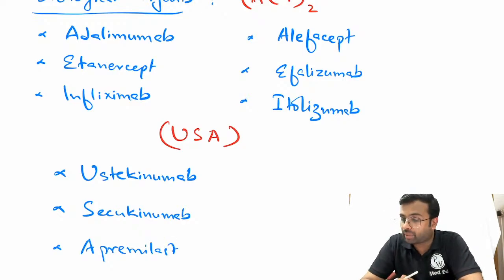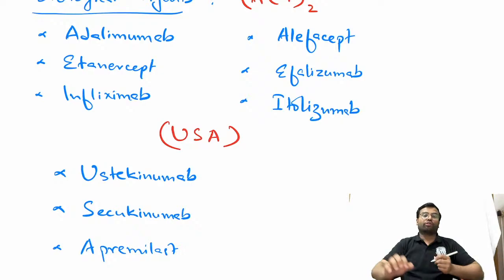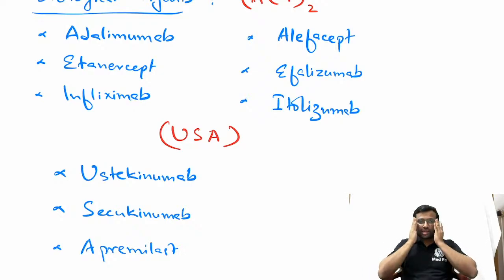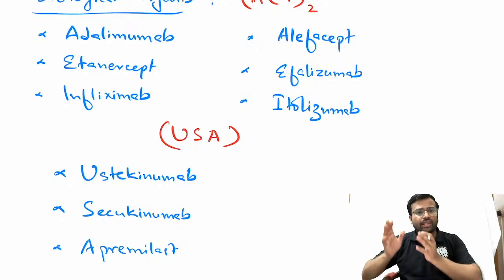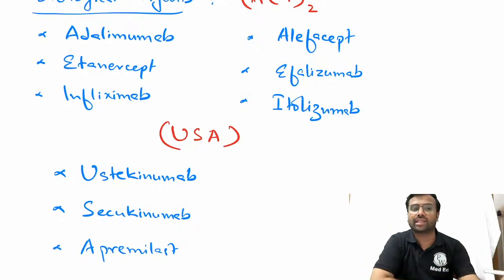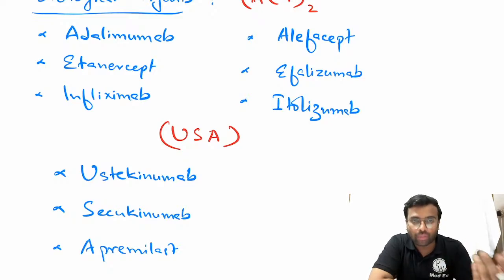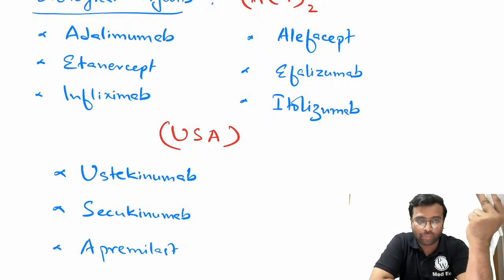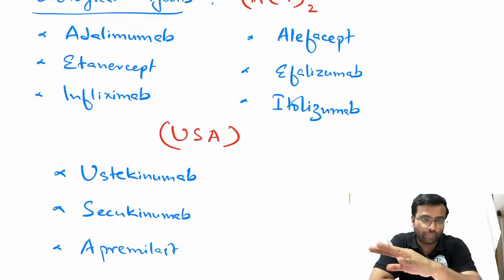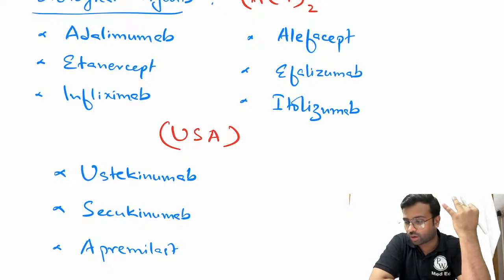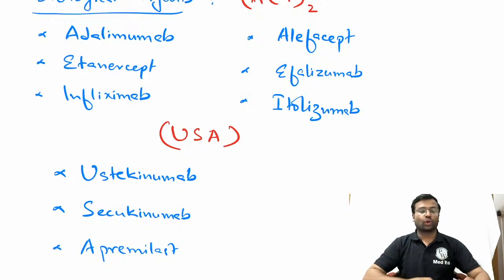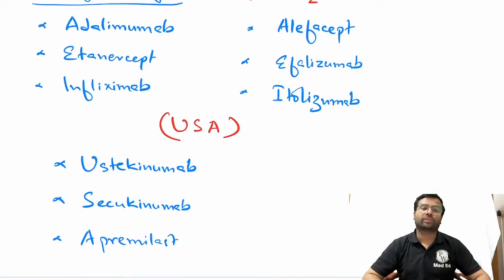These are a few of the biological agents that you can remember, because these days in any psoriasis patient, instead of immunosuppressants like methotrexate or cyclosporin, it is more likely that you're going for a biological agent, especially if the patient is able to manage the finances or the cost of this treatment. Adalimumab, etanercept, infliximab, alefacept, efalizumab, itolizumab, and USA: ustekinumab, secukinumab, and apremilast. All good? So that is about the management of the cases of psoriasis.